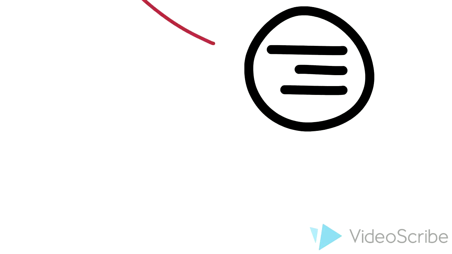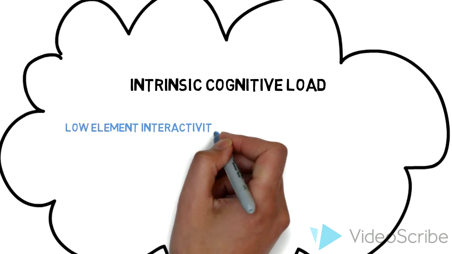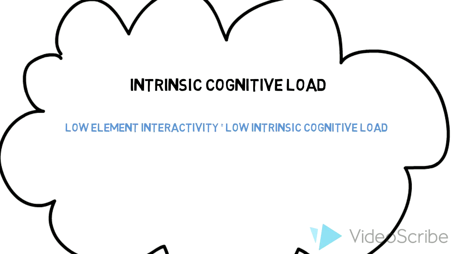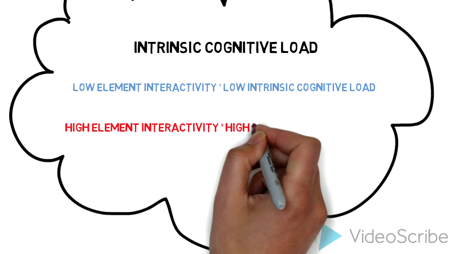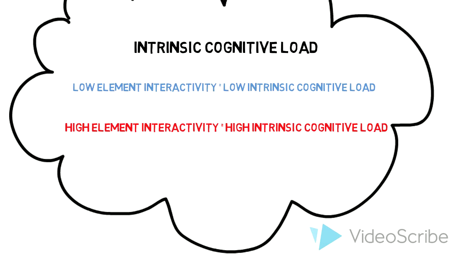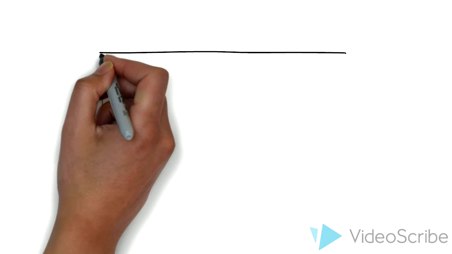Its main generator is element interactivity, which refers to the way in which individual elements of a task interact with each other during learning. Tasks with low element interactivity, which generate a low cognitive load, have elements that can be learned in isolation, while tasks with high element interactivity, which generate a high cognitive load, have elements that must be assimilated simultaneously. The two subjects that Kayla is struggling with, maths and science, in general involve learning tasks that have high element interactivity and therefore generate high intrinsic cognitive load.